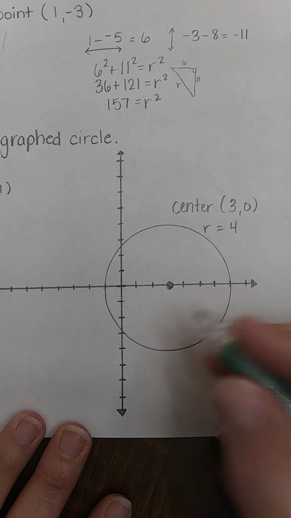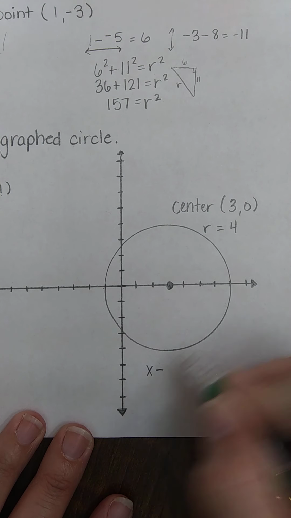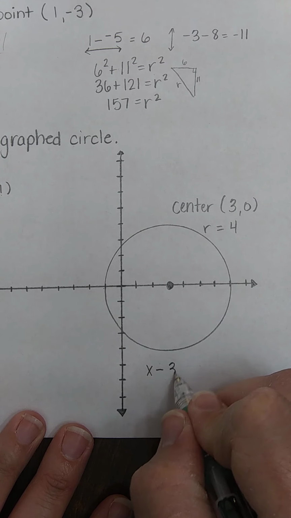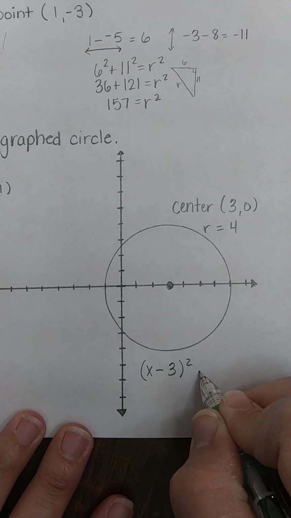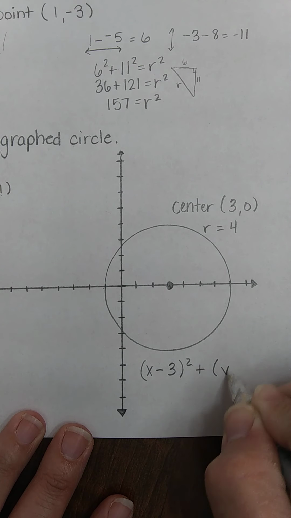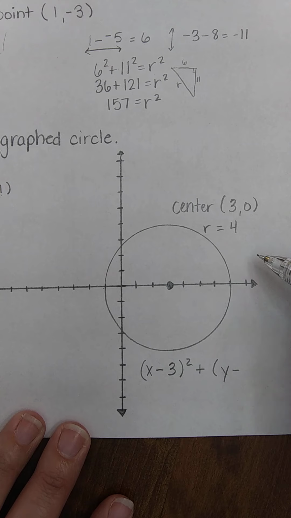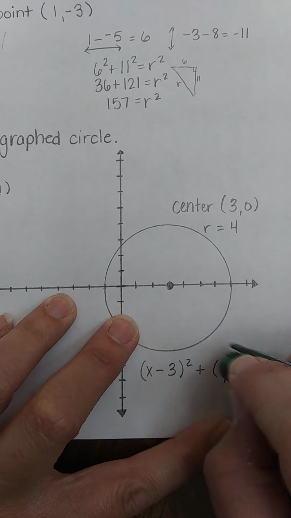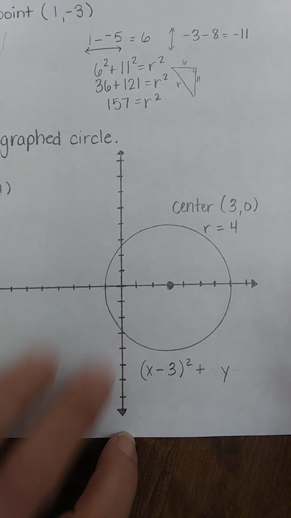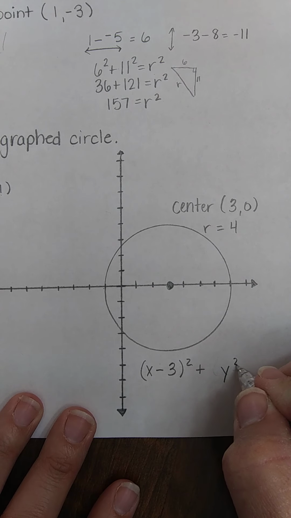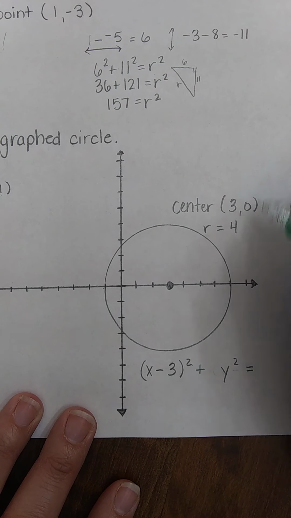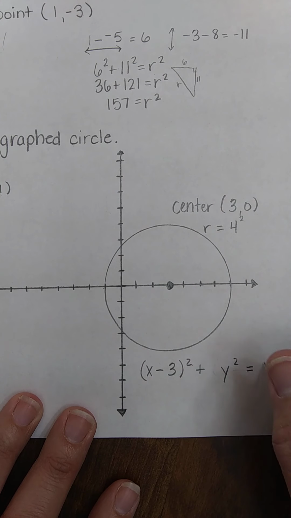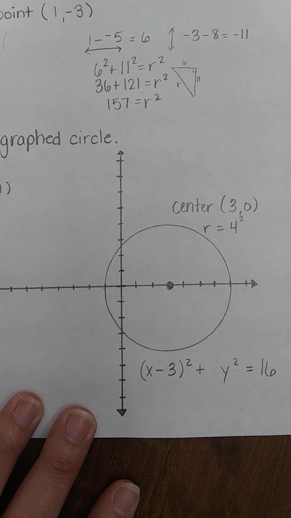So our equation is going to be x minus 3 squared plus, now normally I would want to do y minus something, but if I put in a 0 right here, a 0 doesn't change it at all, so I don't have to put -0, which means I don't even need the parentheses, and I can just say y squared equals, and then I want the radius squared, so 4 squared would be 16. So x minus 3 squared plus y squared equals 16 would be our final answer for our equation.